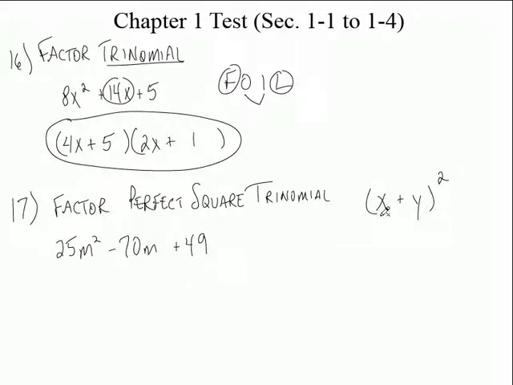Now, if I multiplied this out, this is what I would get: x squared plus 2xy plus y squared. So if I took the coefficient here and here, multiplied them together and doubled it, I'll get the coefficient in the middle. That's one way to check to see if it's a perfect square.